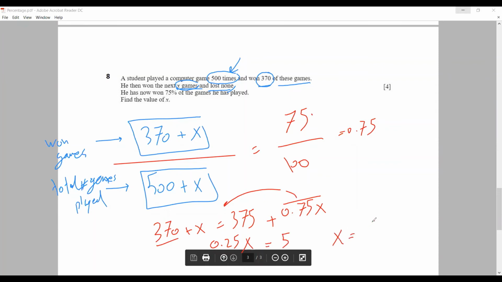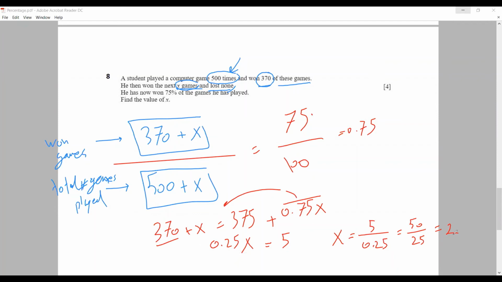X is equal to 5 over 0.25, and that is 500 over 25, which is 2. So X is 2. So he just played 2 more times and he won both of them. So this question was a little bit tough at the beginning, but if you just take your time and try to explain it to yourself, then everything makes sense, right?